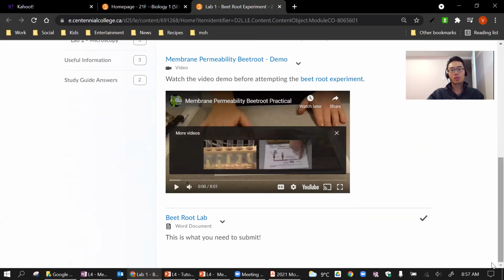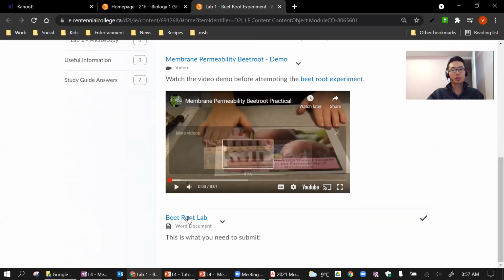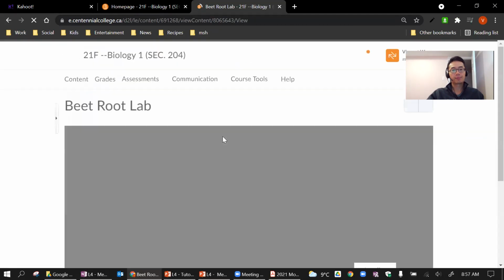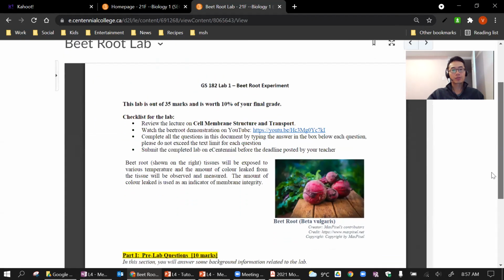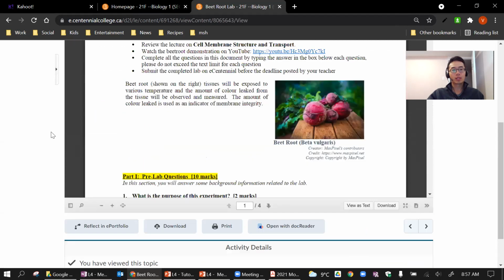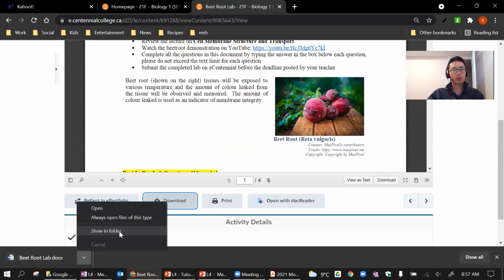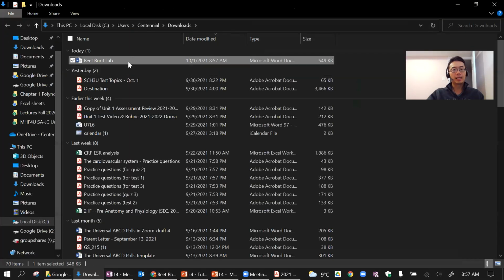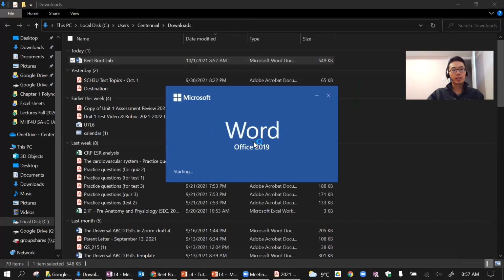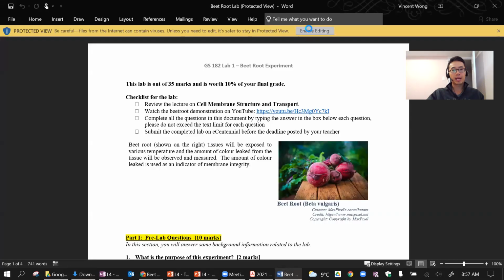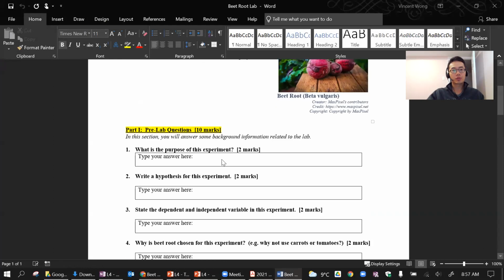Okay, so once you've watched that, then you want to download this Beetroot Lab. So to download, you can just scroll down, and then there is the download button. So you download it, and actually I will download it, and then you will open it, and what you can do is you will be able to type the answers directly into the document.